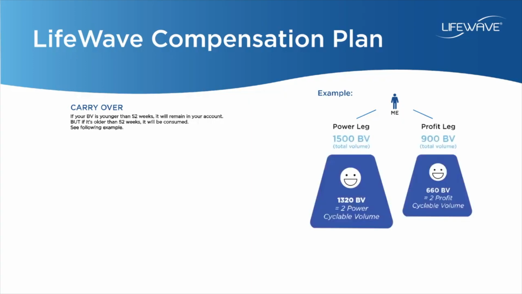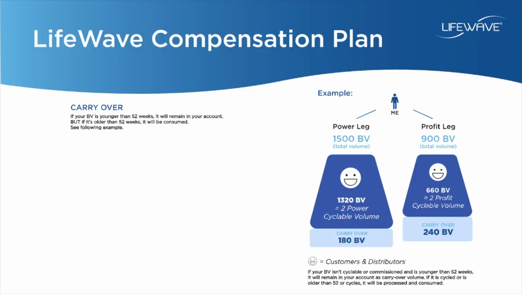We talked about cyclable volume, right? So cyclable volume means any volume that meets that cycle ratio, and it could be 1 cycle, 2 cycles, 50 cycles. However many cycles that meet that ratio would be considered cyclable volume and will be processed and consumed from week to week. Any volume that doesn't meet that cycle ratio is considered carryover volume and will flow from week to week and be part of what you can utilize to cycle the following week.